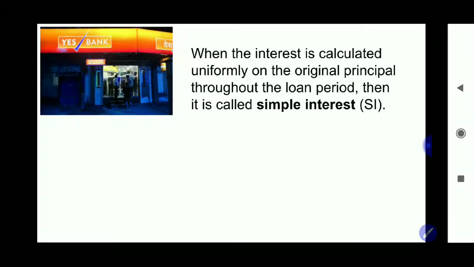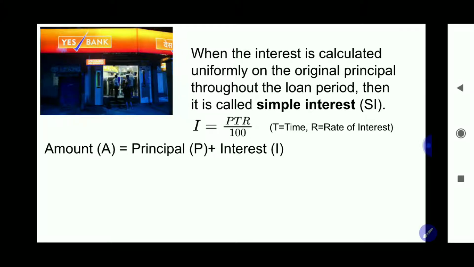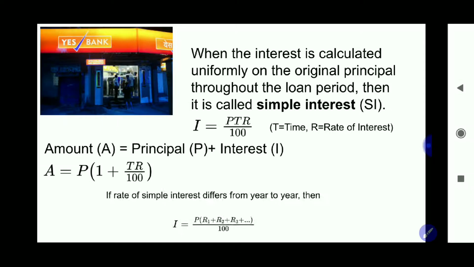When the interest is calculated uniformly on the original principal throughout the loan period, then it is called simple interest. The formula for simple interest is I = PTR/100. Here P is principal, T is time, R is the rate of interest. Amount A = principal plus interest. So A = P(1 + TR/100).